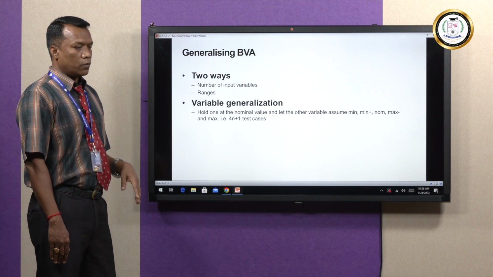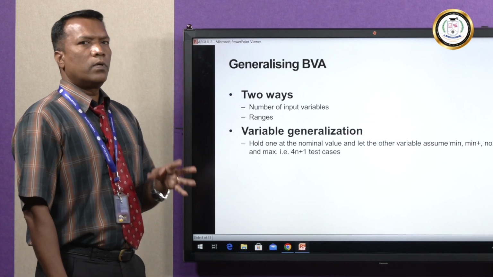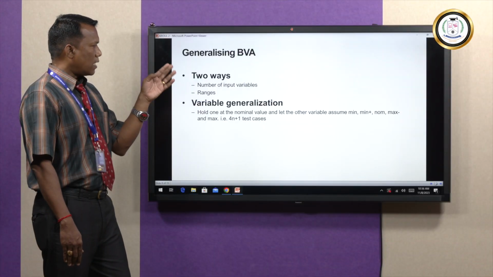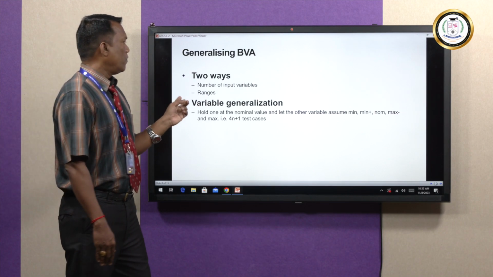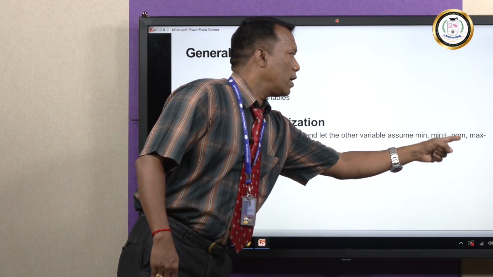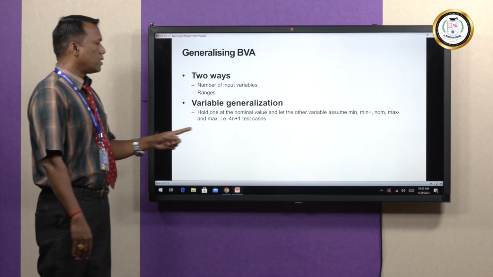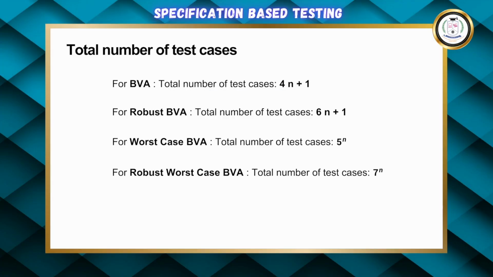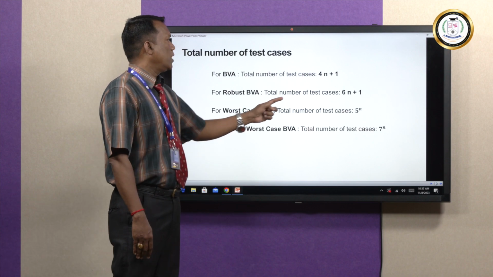In this BVA also, we have weak normal, strong normal, and robust normal. All sorts of classification are present. So what we have divided is boundary value analysis. We assume the variables as minimum, minimum plus 1, nominal value, maximum minus 1, and maximum. The total number of test cases for boundary value analysis is 4n plus 1. For the robust BVA, the total number of test cases is going to be 6n plus 1.